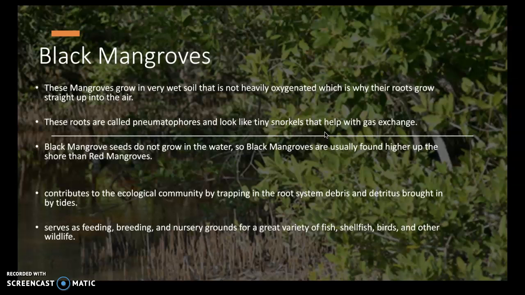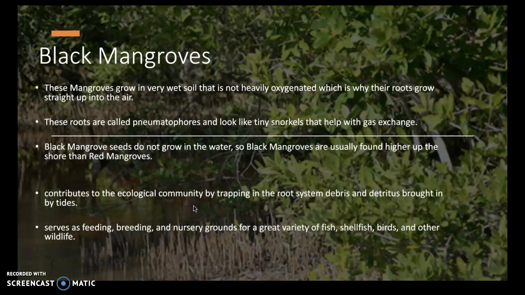Black mangroves. These mangroves grow in very wet soil that is not heavily oxygenated, which is why their roots grow straight up in the air, like in this image. These roots are called pneumatophores, and they look like tiny snorkels that help with gas exchange. They're one of the differentiators for black mangroves. So once you see these, it's a good indicator that you're looking at a black mangrove.